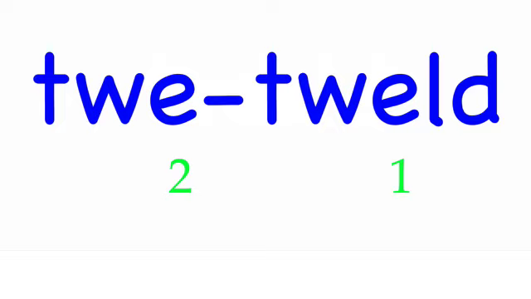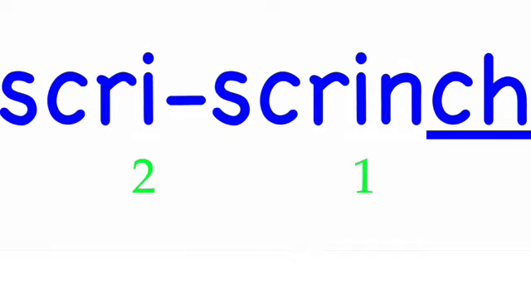Scry, scrinch. Scry, 4 sounds: s, k, r, i. Scrinch, 6 sounds: s, k, r, i, n, ch. Scry, scrinch. Now in the word scrinch, N doesn't represent its second sound because it's not followed by the sound k.